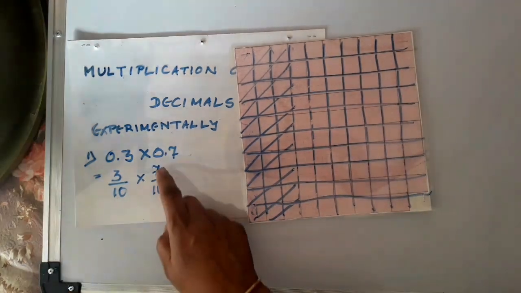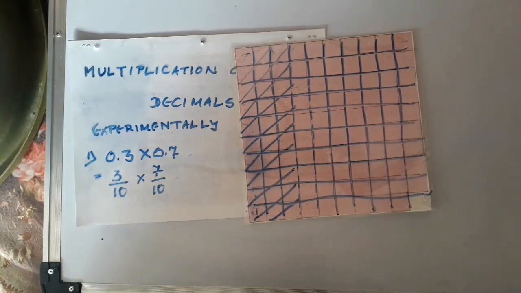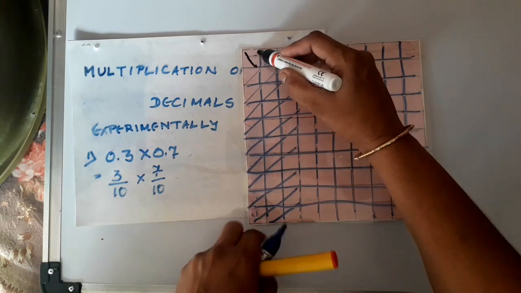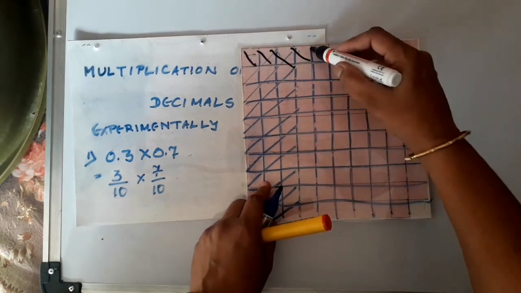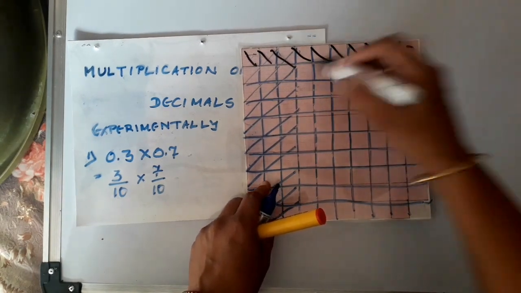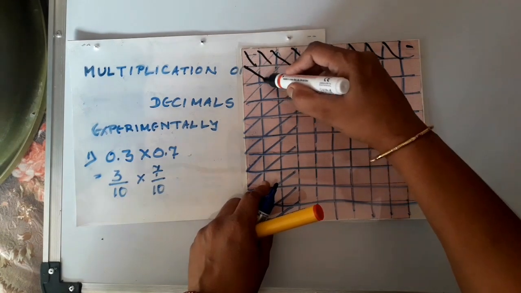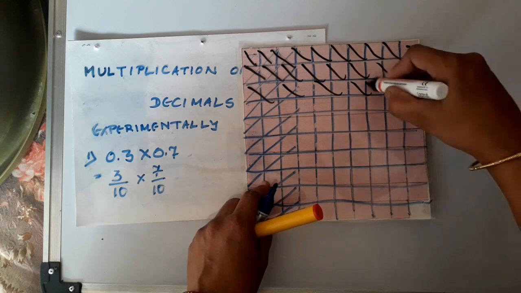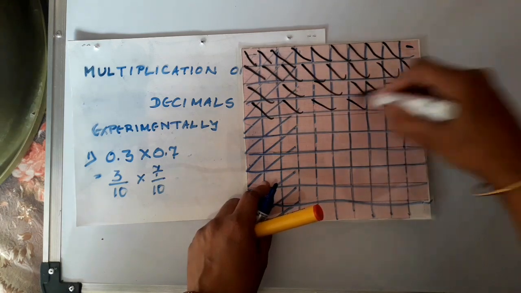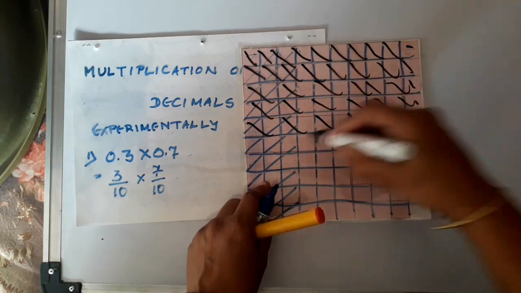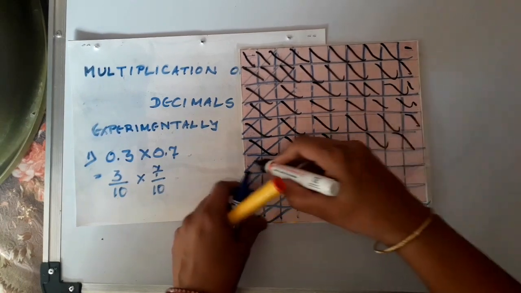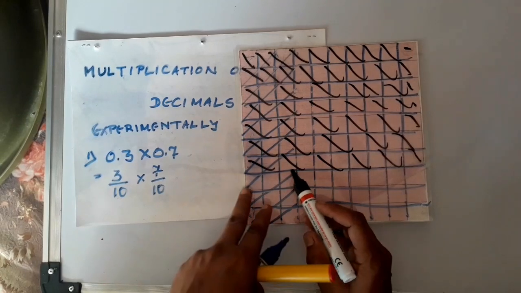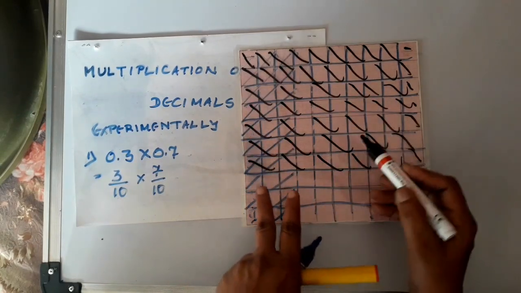Now I have to shade 7 of them. So 7 I need to shade. 1, then 2, 3, 4, 5, 6 and 7. So how many squares have both the colors?